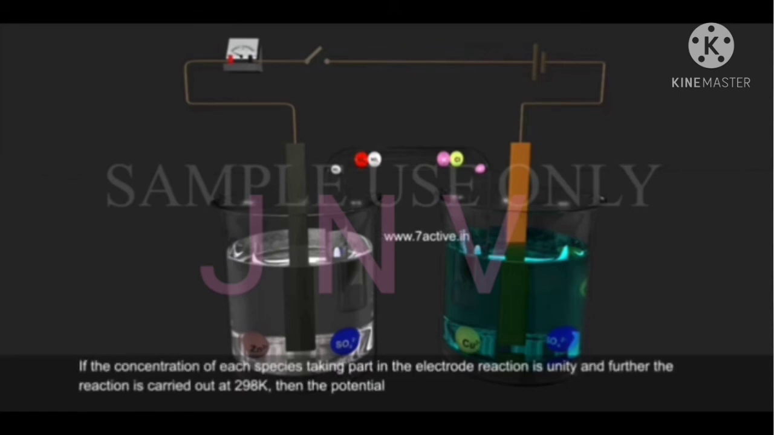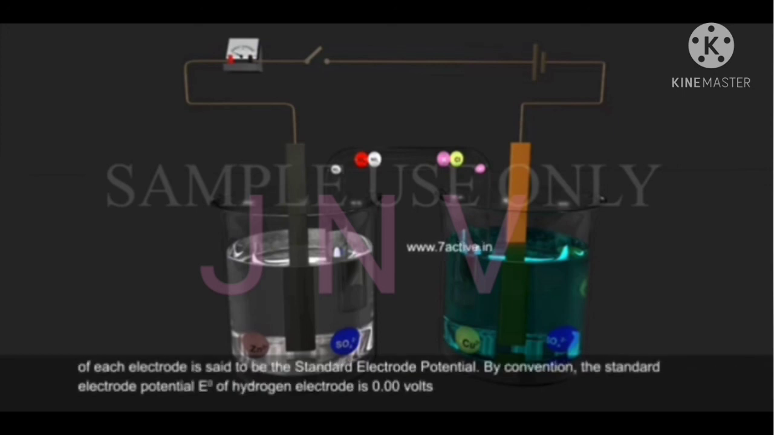If the concentration of each species taking part in the electrode reaction is unity, and further the reaction is carried out at 298 Kelvin, then the potential of each electrode is said to be the standard electrode potential. By convention, the standard electrode potential E0 of the hydrogen electrode is 0.00 volts.